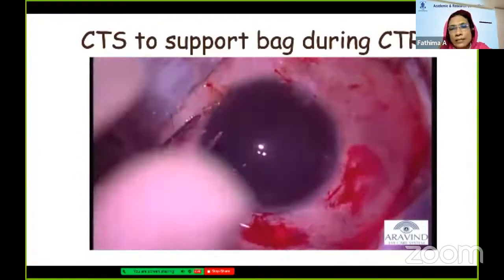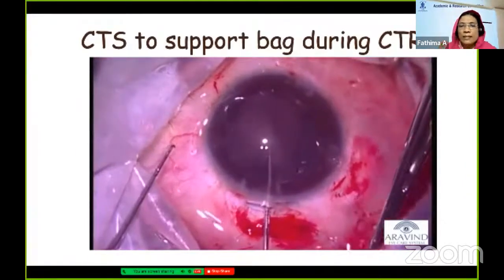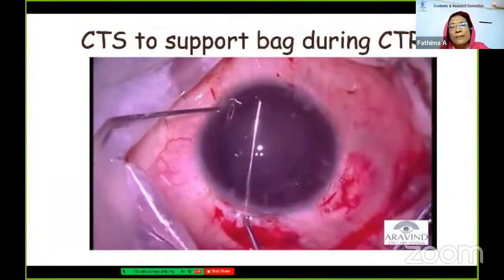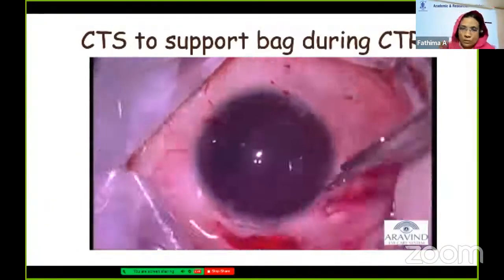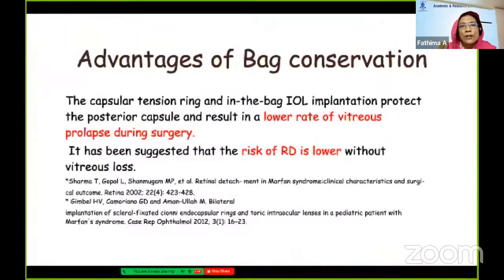Now we can see that the bag is dipping down. So in such a case, instead of an iris hook, we can use even CTS to pull and stabilize the bag and lead into the bag and place the IOL. So the advantage of bag conservation is lower rate of vitreous prolapse and lower rate of retinal detachment.